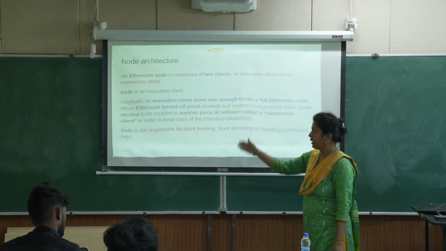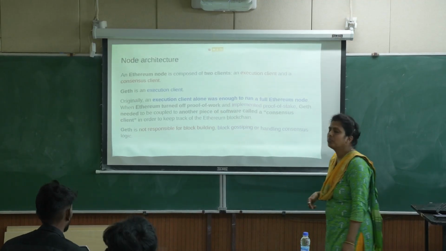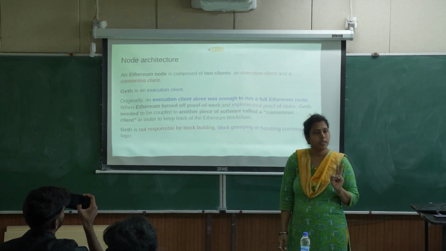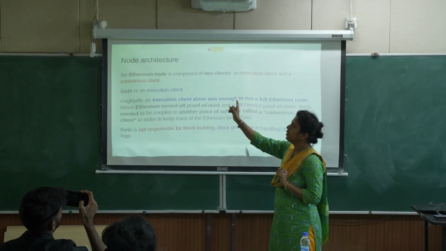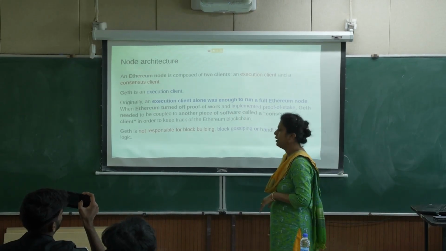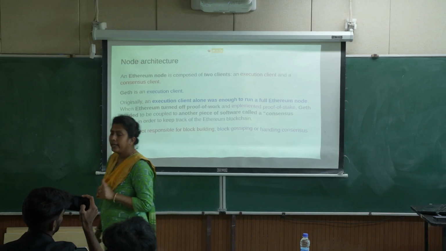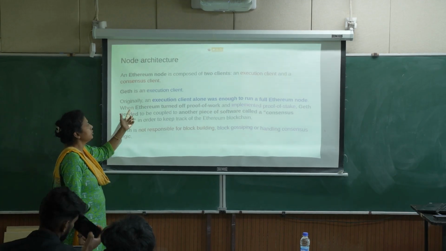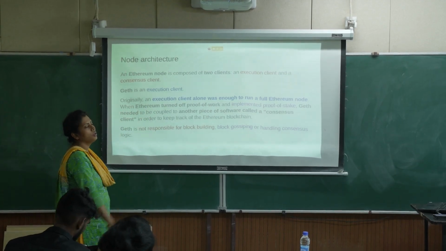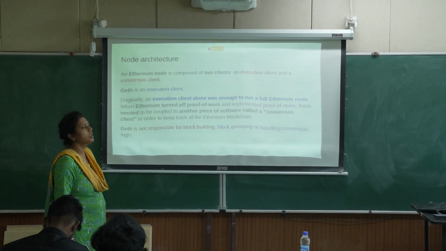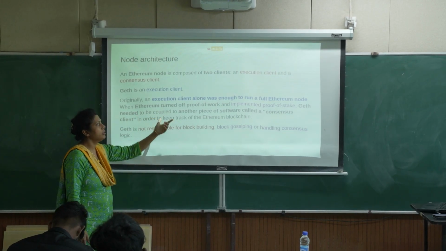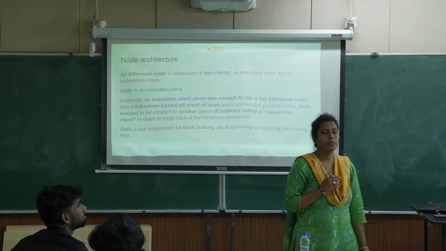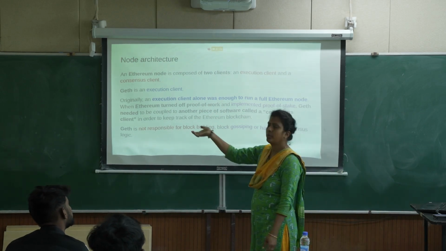So what is the node architecture? An Ethereum node is composed of two clients: one is the execution client and the other is the consensus client. Geth is an execution client, and originally it was an execution client alone, when that was enough to run a full Ethereum node. When Ethereum was initially created, it used proof of work, so at that time Geth alone was sufficient.